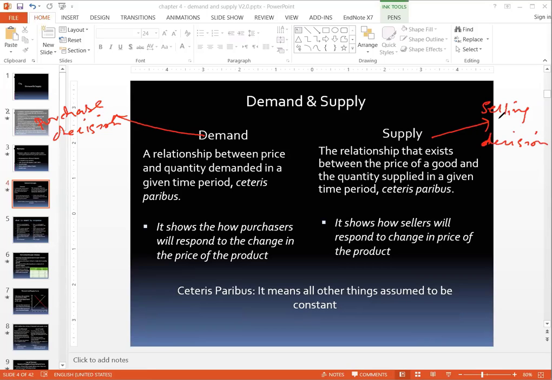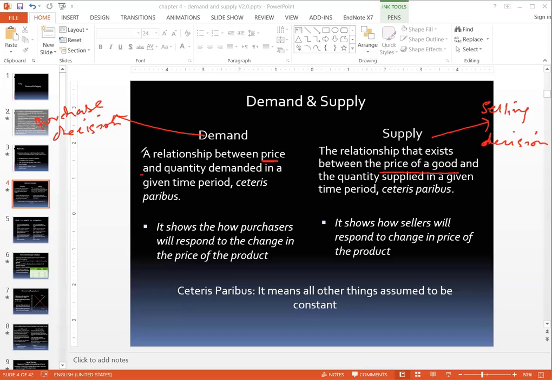So how selling decision or the purchase decision depend upon the price of the product. In both cases, the price is the same. When we talk about demand, we are talking about the relationship between price and purchase decision. And when we talk about supply, we are talking about price and selling decision.